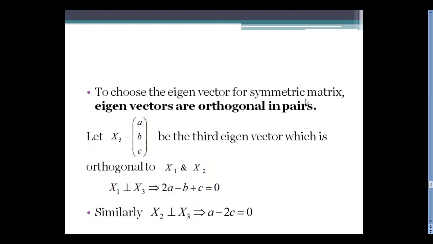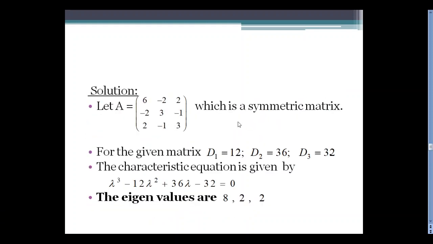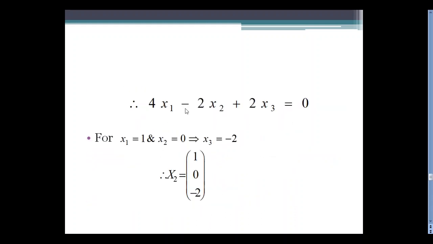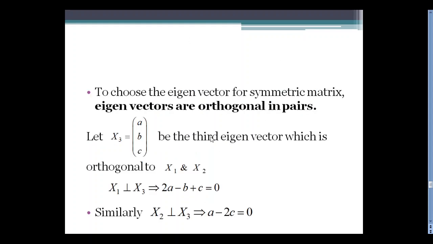To choose the eigenvectors of a symmetric matrix, the eigenvectors are orthogonal in pairs. Here the given matrix is symmetric. Now for a symmetric matrix, if you are getting repeated eigenvalues, for one eigenvector I can substitute x1 equal to 1 and x2 equal to 0. To find the third eigenvector, I have to assign x3 equal to a, b, c, which is orthogonal to x1 and x2.